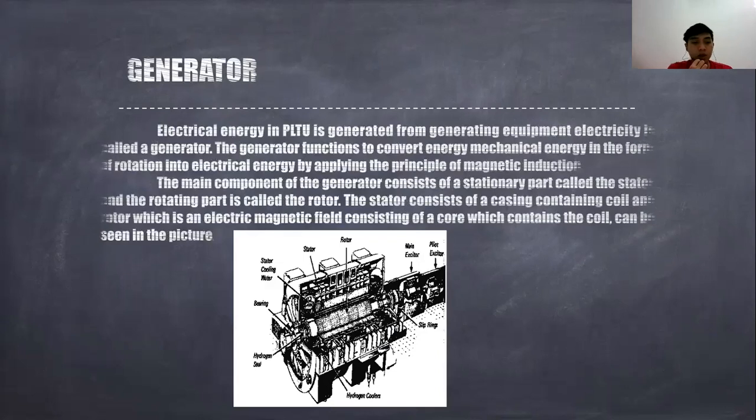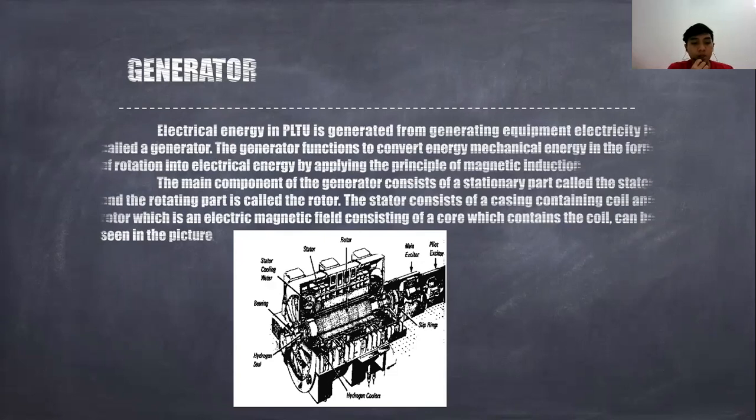Next, generator. Electric energy in PLTU is generated from generating equipment called a generator. The generator functions to convert mechanical energy in the form of rotation into electrical energy by applying the principle of magnetic induction. The main components of the generator consist of a stationary part called the stator and a rotating part called the rotor.